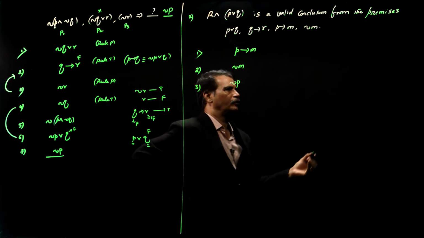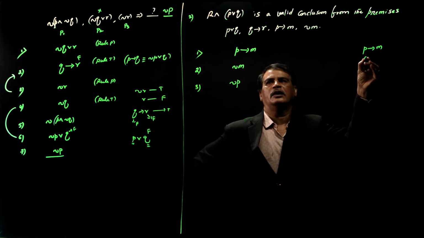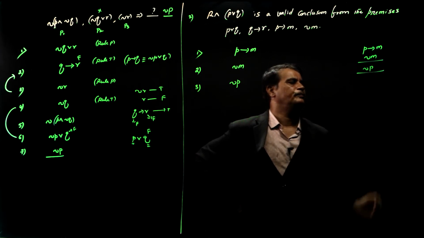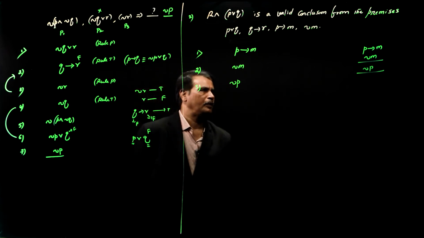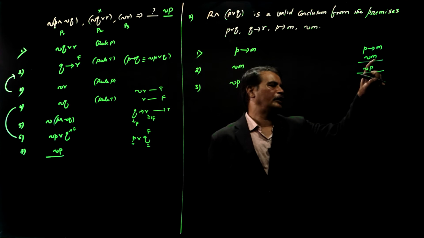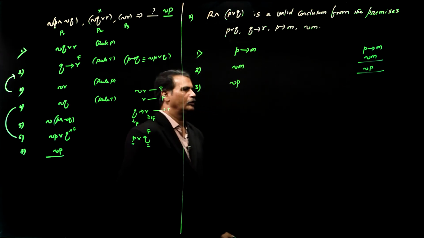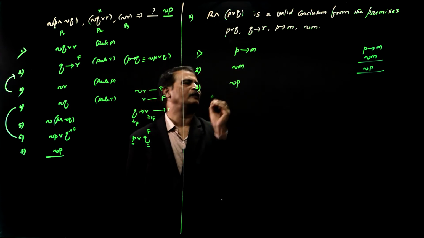If you get some confusion, I already gave some laws. P implies M and negation M, we will get negation P. Those are contradictory formulas. Or P implies Q and negation Q, I get negation P. That is the last rule, the converse laws. But it is the easiest way.